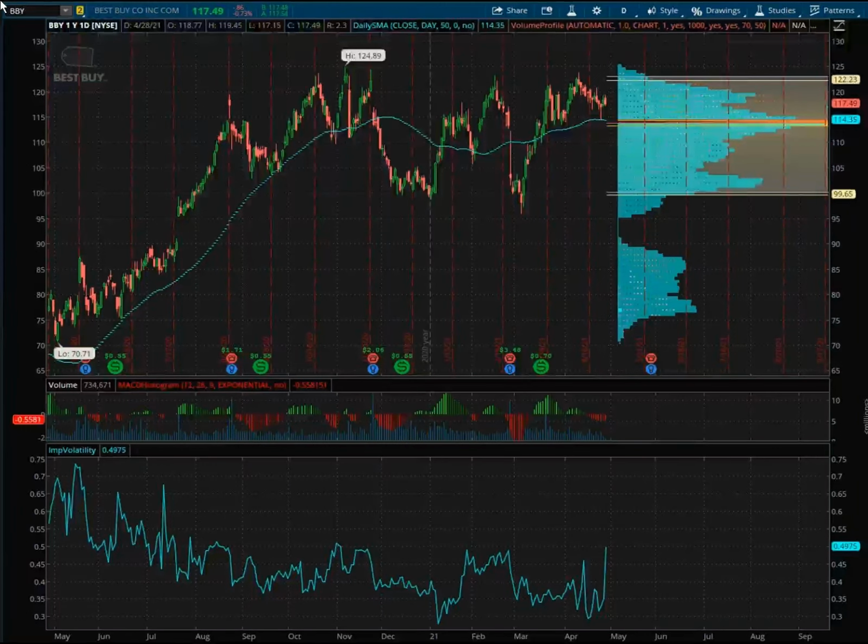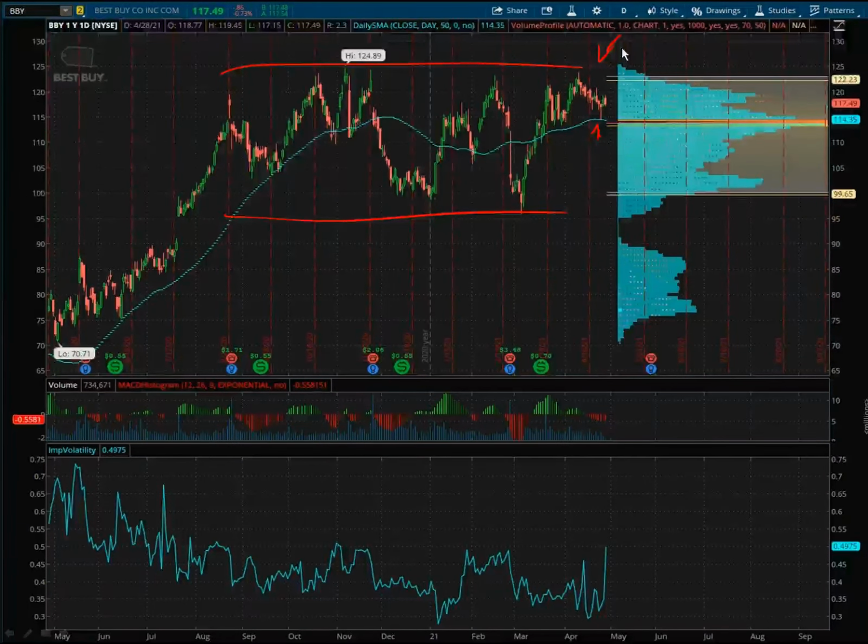Now, back to my Best Buy chart here. This is where we were looking for that move to the upside. So I've come up with a bullish assumption, right? I've got that sideways trend, and I'm thinking it's coming up here to test at least this area right around 124, 125. That is my thesis on this trade for a swing type trade.